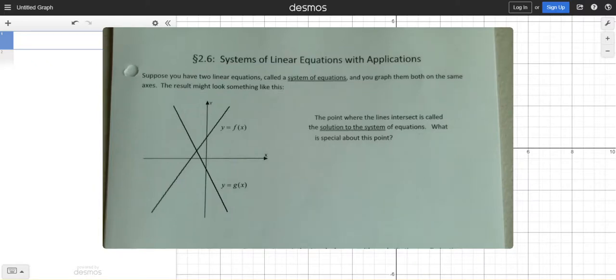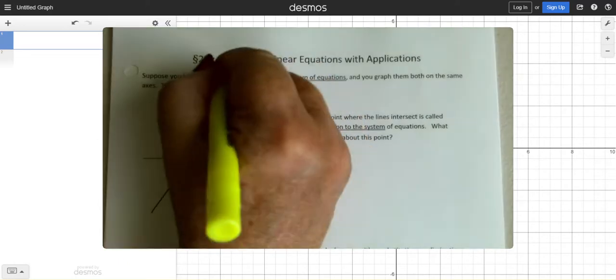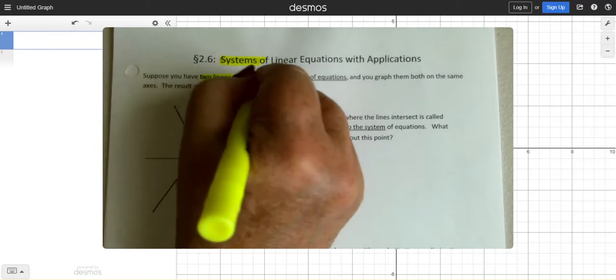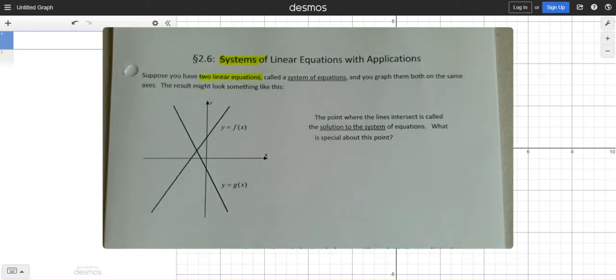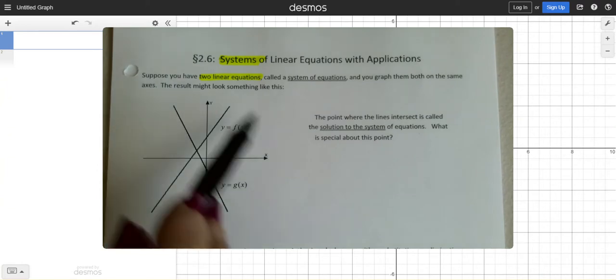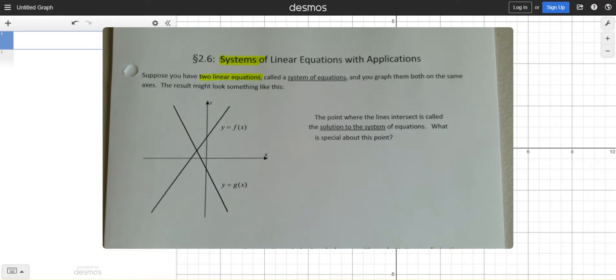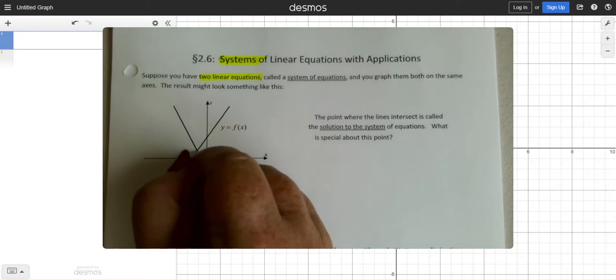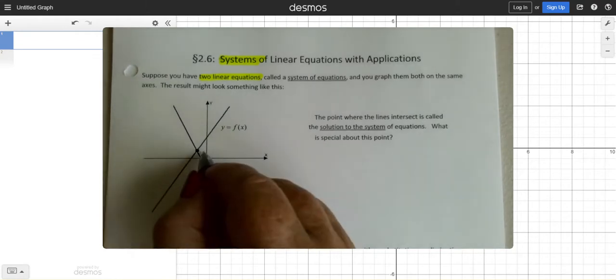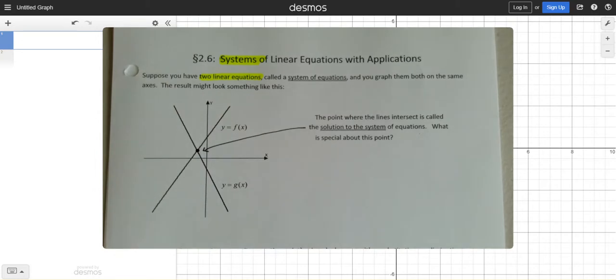In section 2.6, we're going to talk about systems of linear equations as well as some applications of those. A system of linear equations is simply a set of, in our case, we'll look at two linear equations. From a graphical perspective, if we graph two linear equations at the same time on the same axes, not always, but much of the time, those two lines are going to intersect. And this point of intersection right here is what we call the solution to the system of equations.